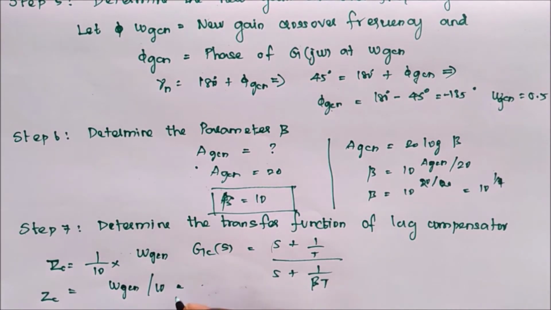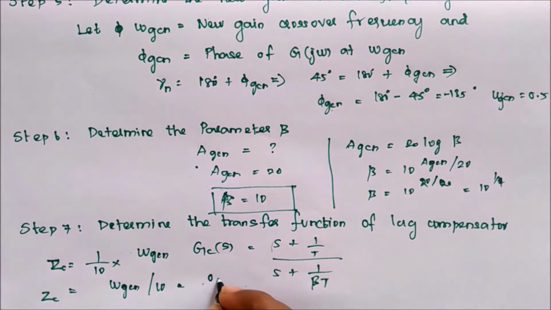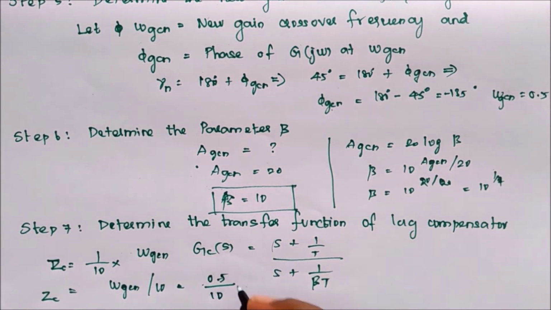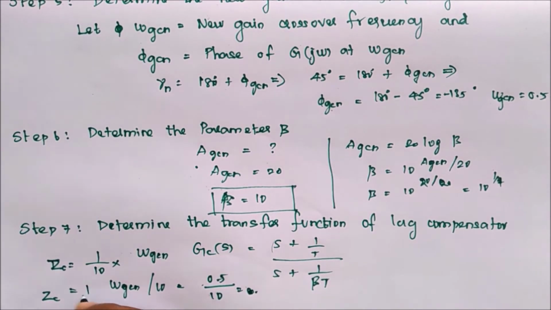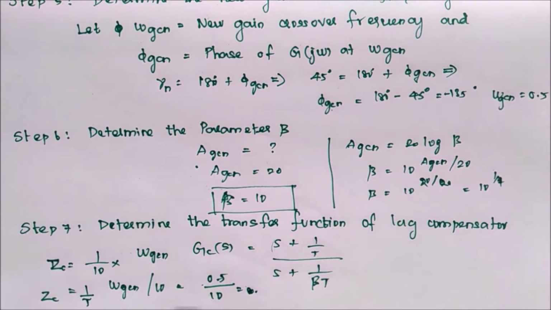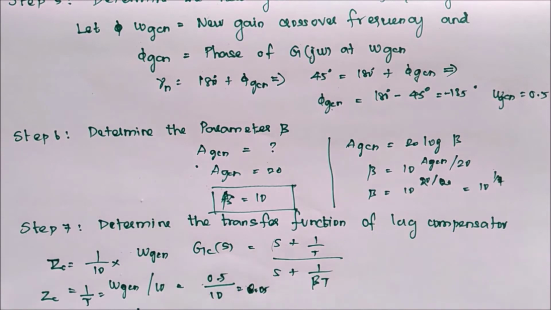So what is omega GCN? Omega GCN is 0.5. Therefore 0.5 divided by 10. The zero of the lag compensator, 1 by T, equals 1 by 10th of omega GCN, so we can say it is 0.05. Therefore T equals 1 by 0.05, which equals 20. So now T equals 20.